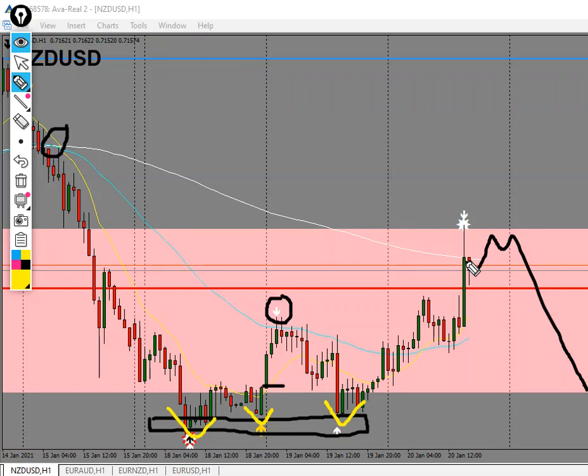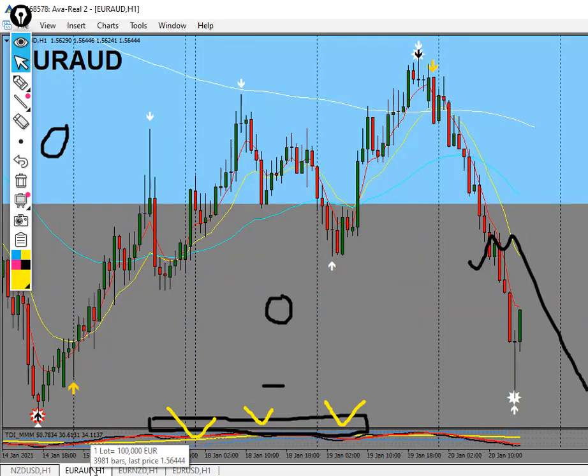So yeah, this is the entry magnifier for you. I hope you guys are making the most out of it.